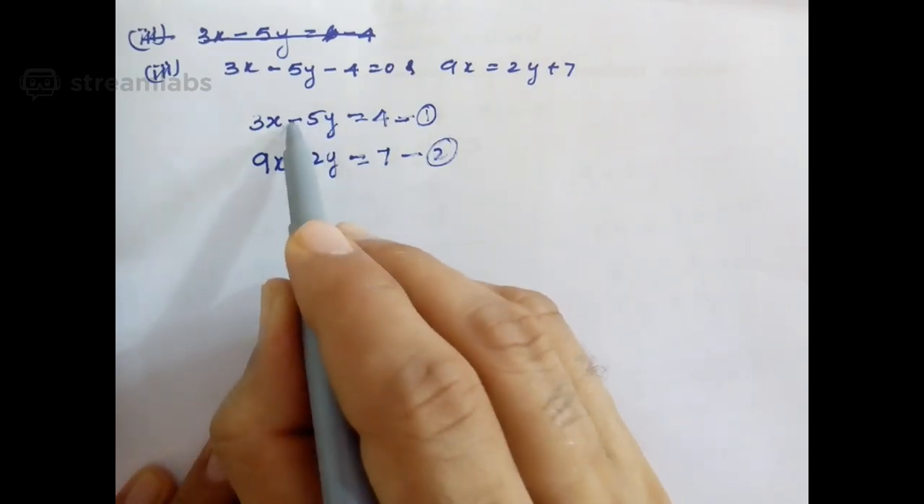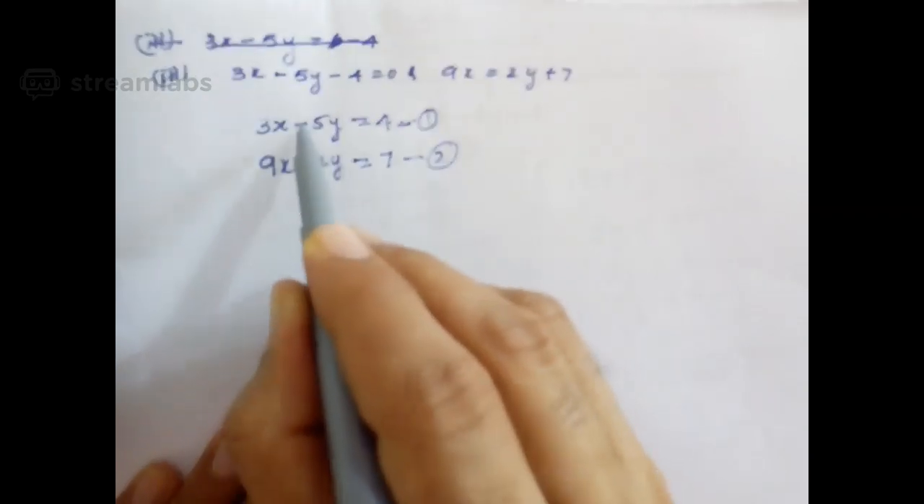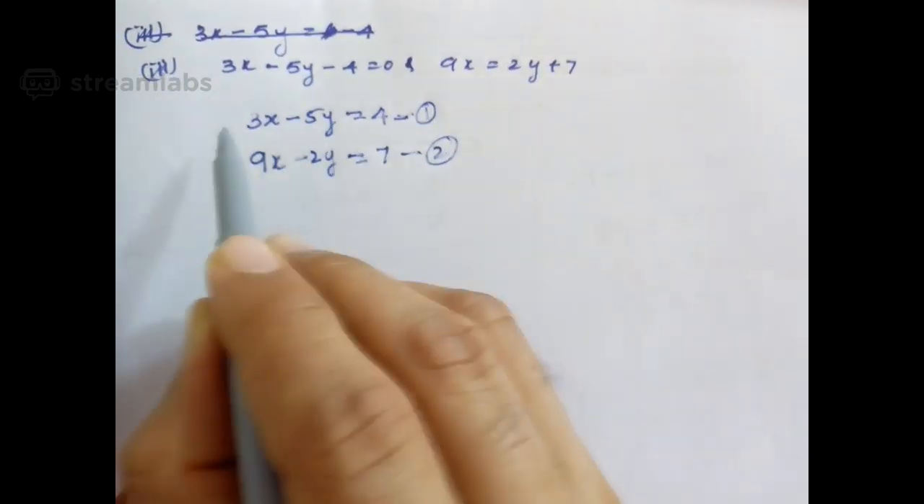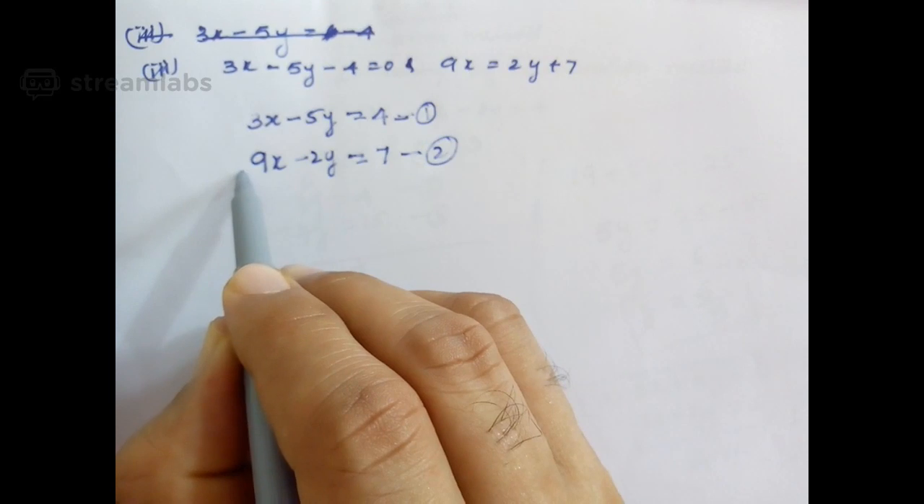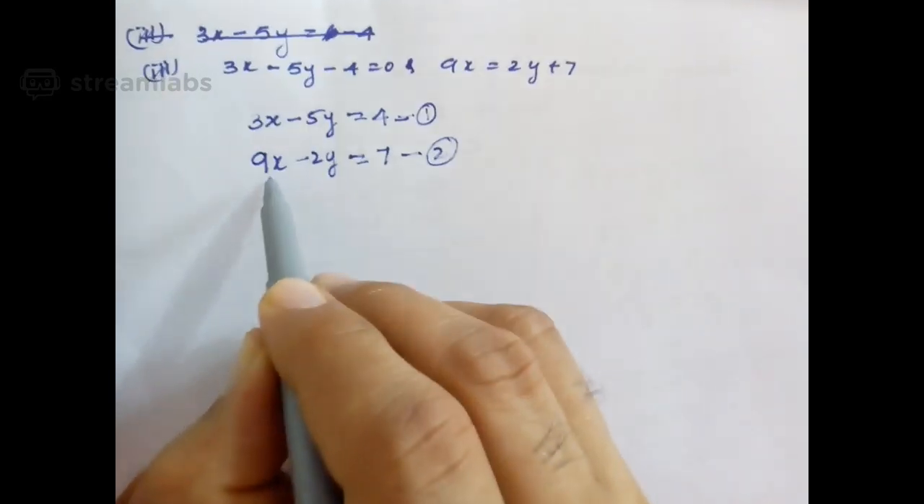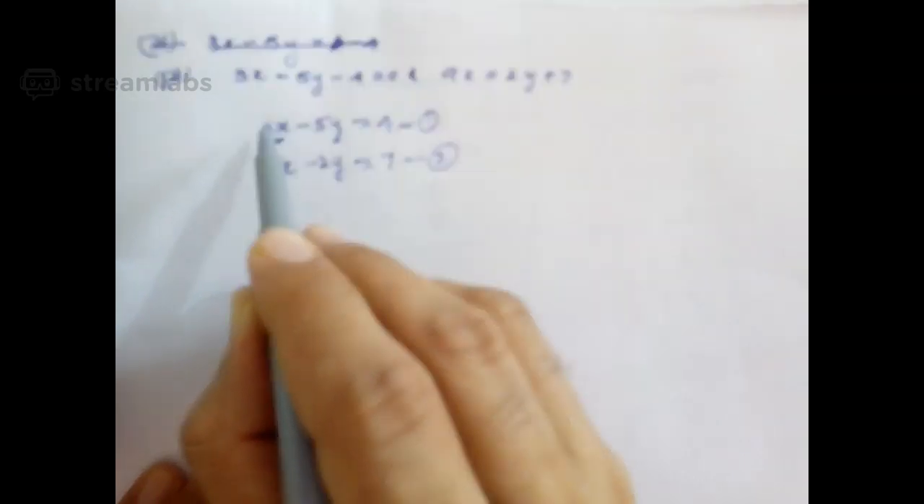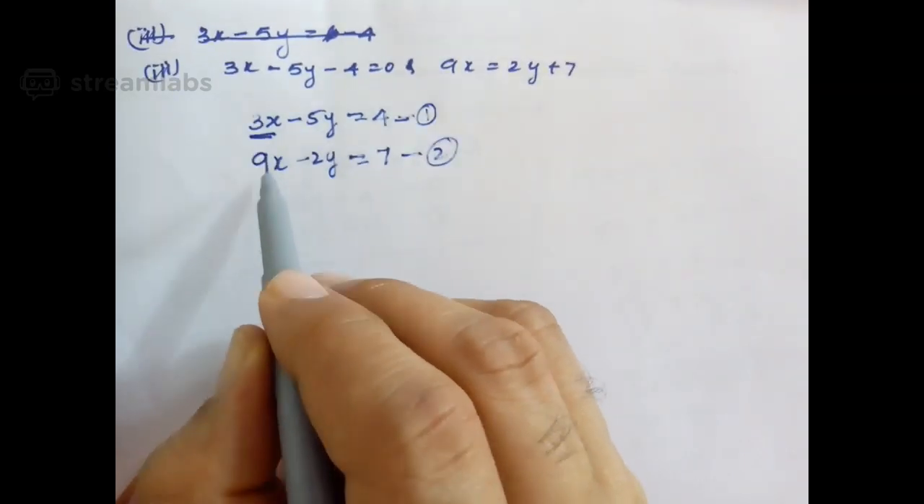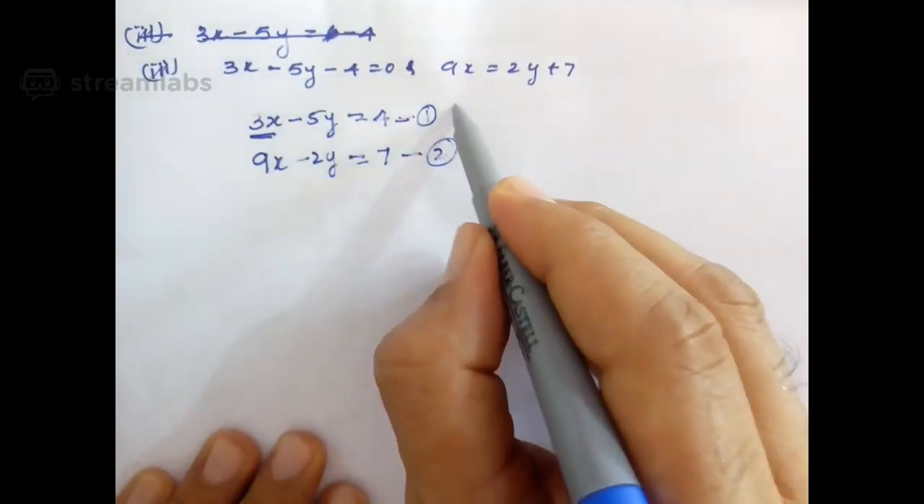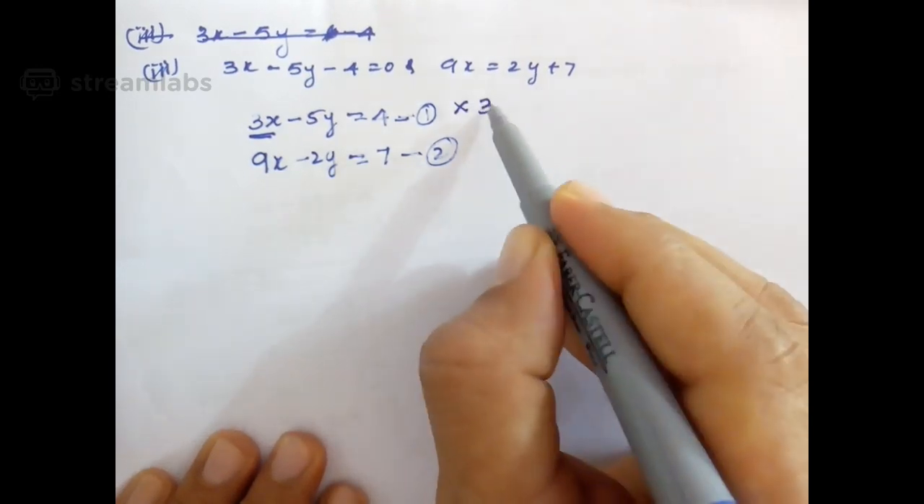So how to eliminate this? This is minus, this is minus. Both are like signs, and this is plus, this is plus. Here we can eliminate x by multiplying the first equation by 3 and subtracting the equations. Understood? So I'll multiply equation number 1 by 3.